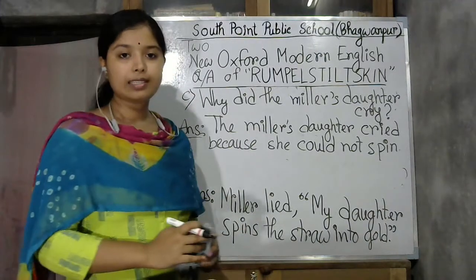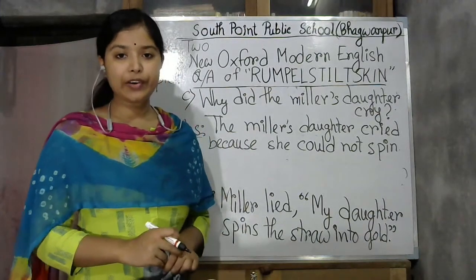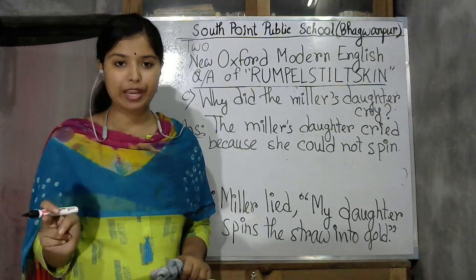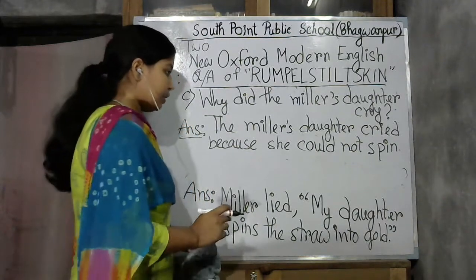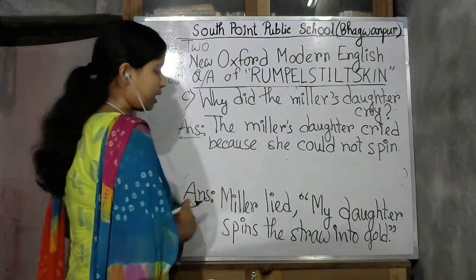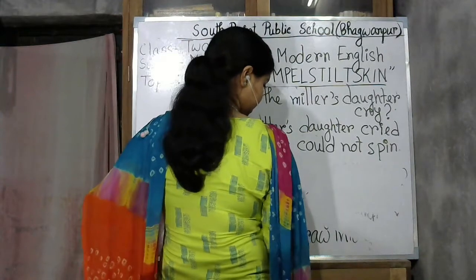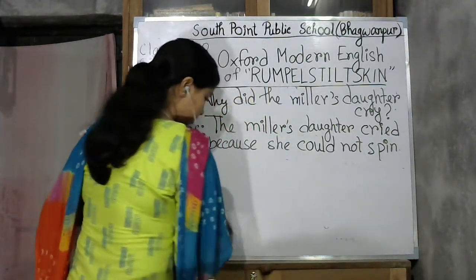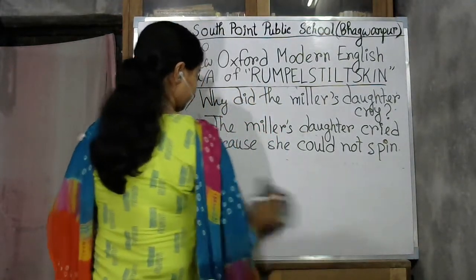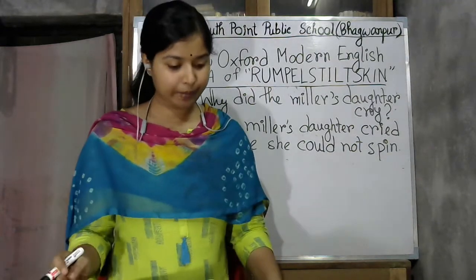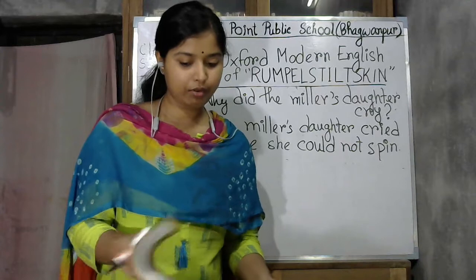Okay. So look at the answer again. Why did the miller's daughter cry? The miller's daughter cried because she could not spin. Okay. That will be the answer of question number C. Next, we will move to the question number D. Let's see what this is.